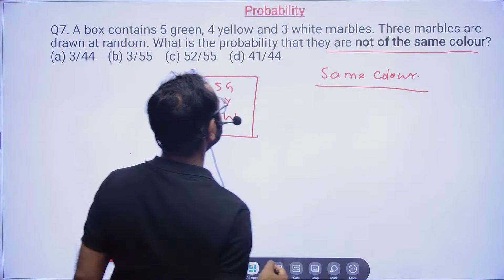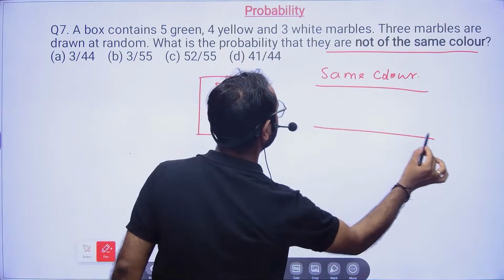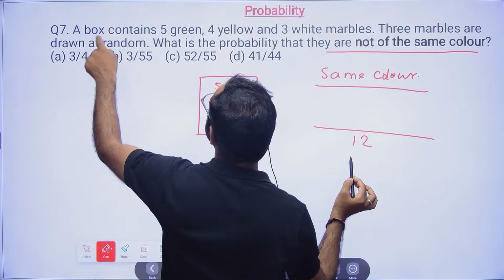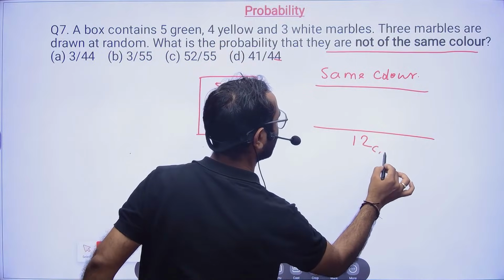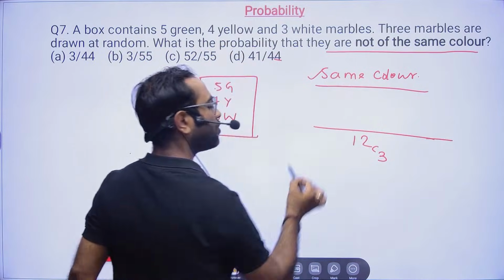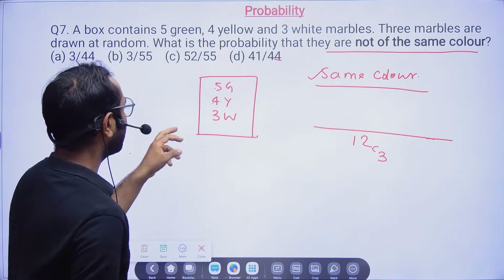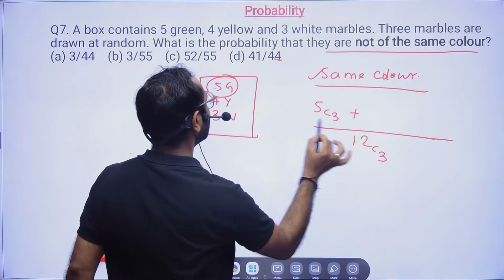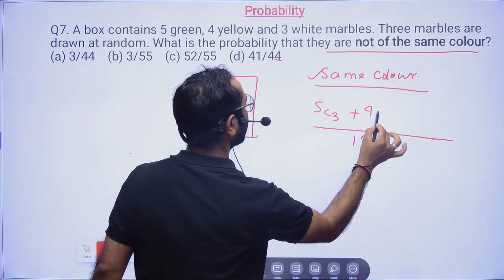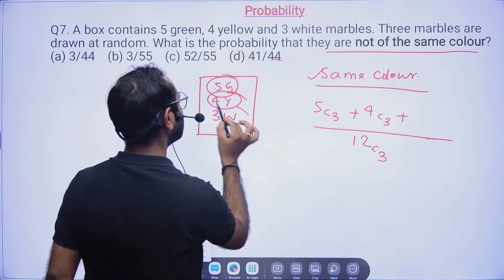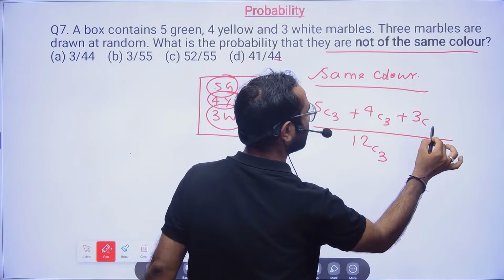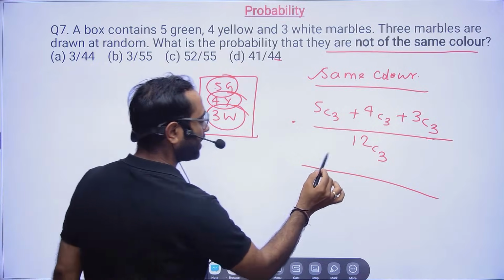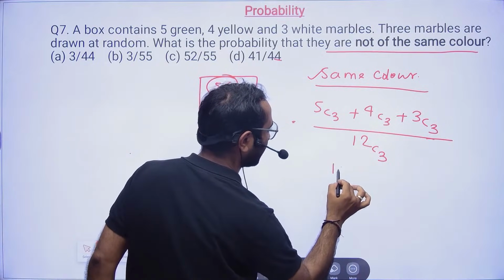Now see, total is what? Sir, total is 5 plus 4 is 9, 9 plus 3 is 12. How many marbles are you going to take? 3 marbles, so 12C3. Now we are finding when they are of the same color. So all 3 you take green, all 3 you take yellow, all 3 you take white. So 5C3 will be 10.